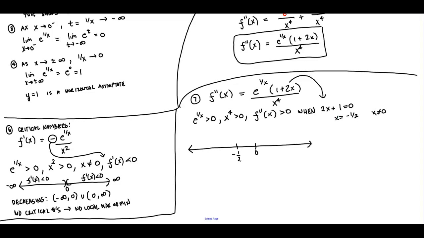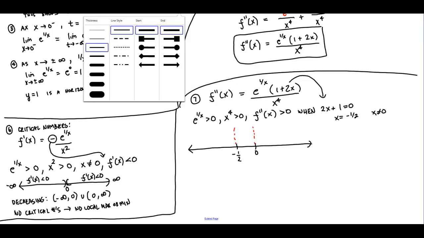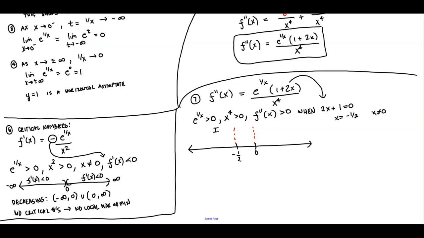And we know that we have these regions, so let's take a look at these regions. We have region 1, which goes from negative infinity to negative 1/2. Then we have region 2, which goes from negative 1/2 to 0. And then we have region 3, which goes from 0 to infinity. In region number 1, we can pick a testing point. So let's pick a testing point of negative 1.